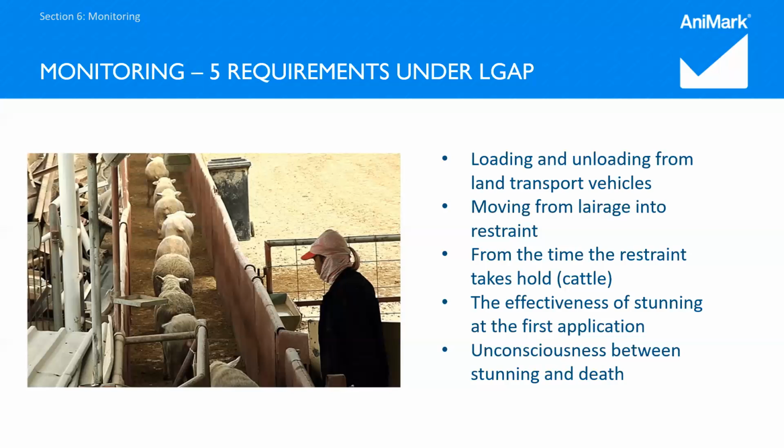So the first requirement is to monitor when livestock are moved from lairage into restraint. The next applies to abattoirs that handle cattle and is about monitoring from the time the restraint takes hold until stunning or slaughter takes place. The last 2 monitoring requirements only apply to sites or abattoirs that use stunning, and they're to monitor for the effectiveness of the stun and whether or not the animals remain unconscious until death.